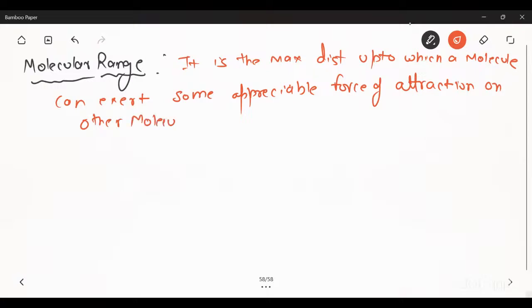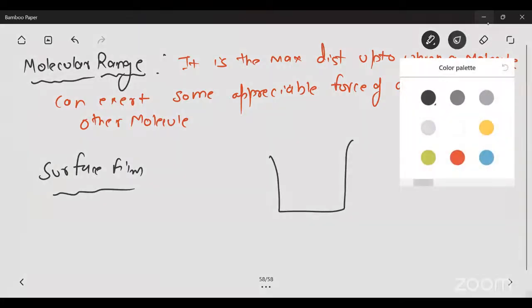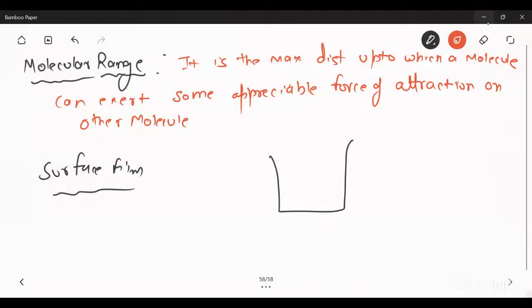And surface film, one more small topic. Surface film means the thin film of a liquid near its surface. If you see a container full of water, this film is known as the surface film. The thin film of water near the surface of a liquid is known as the surface film.